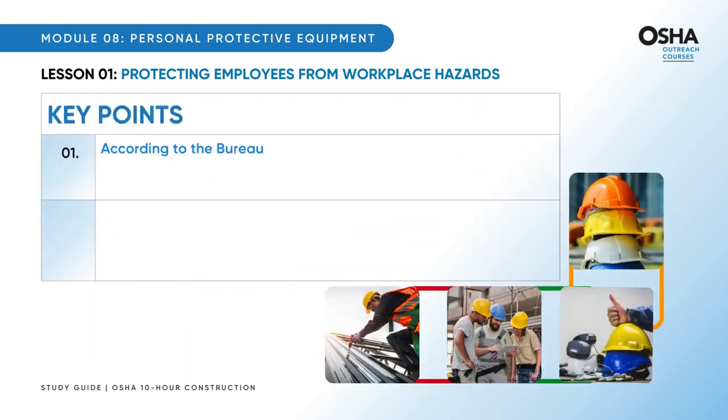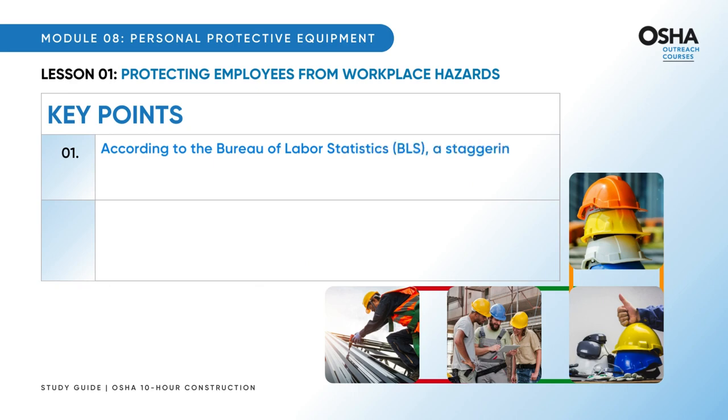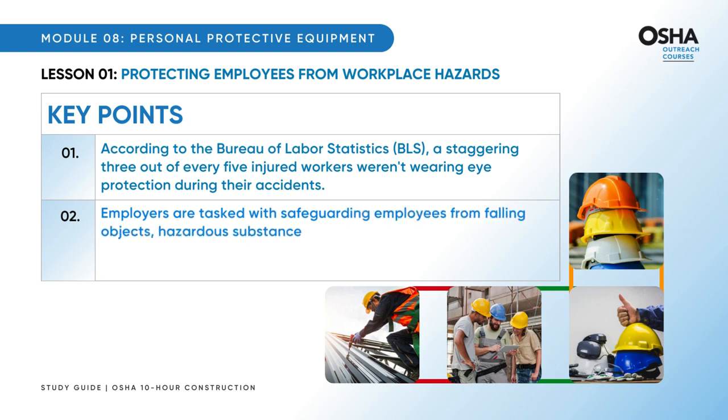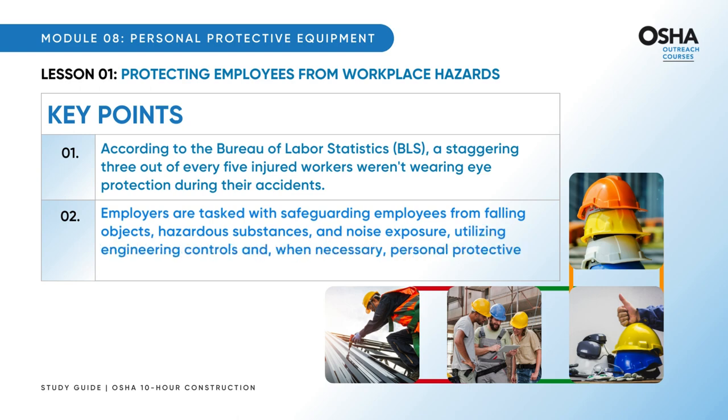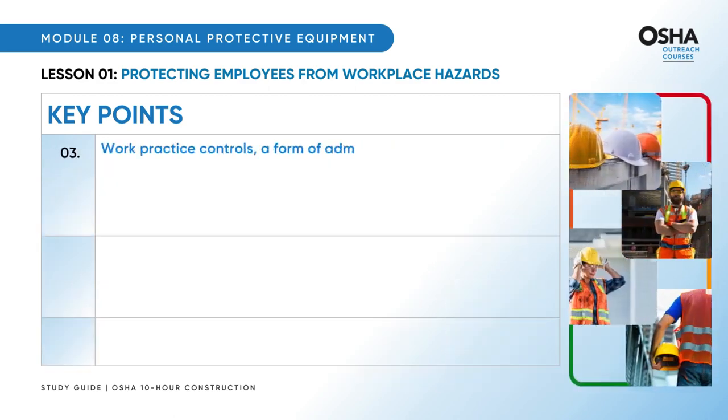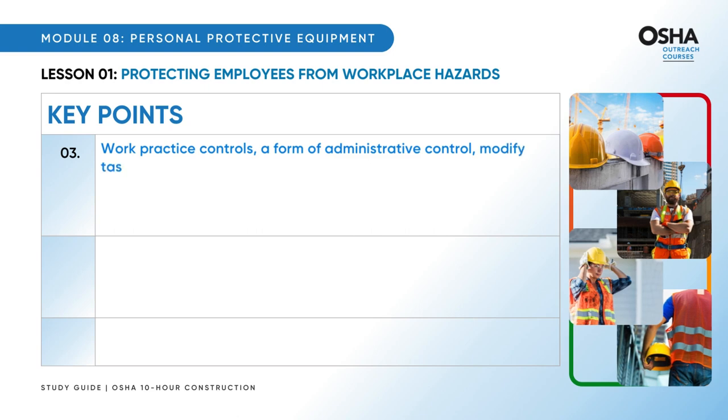According to the Bureau of Labor Statistics, BLS, a staggering 3 out of every 5 injured workers weren't wearing eye protection during their accidents. Employers are tasked with safeguarding employees from falling objects, hazardous substances, and noise exposure, utilizing engineering controls and, when necessary, personal protective equipment. Work practice controls, a form of administrative control, modify tasks.